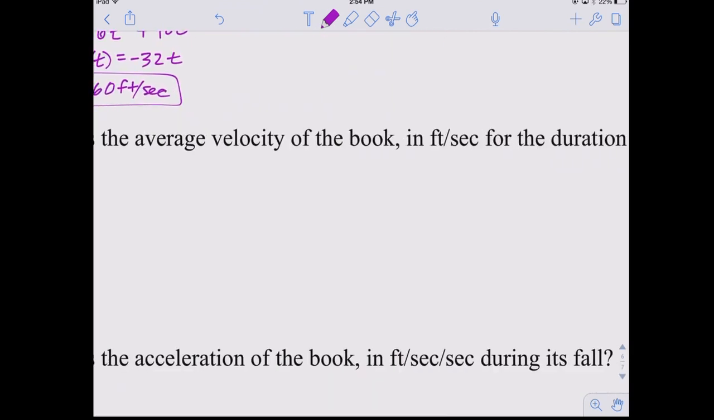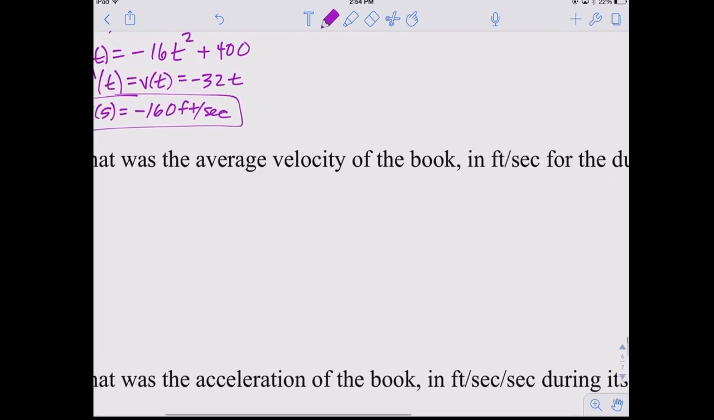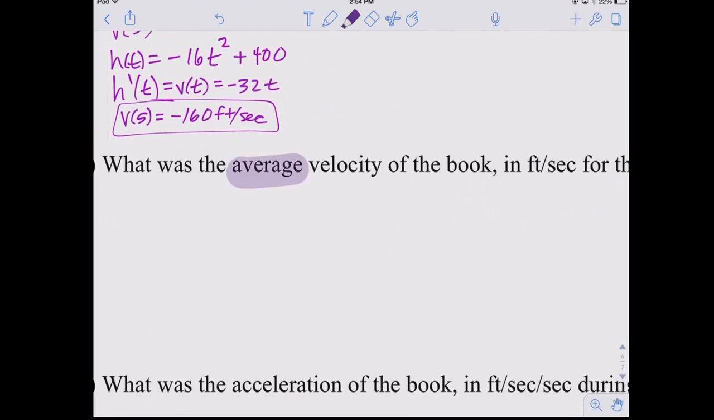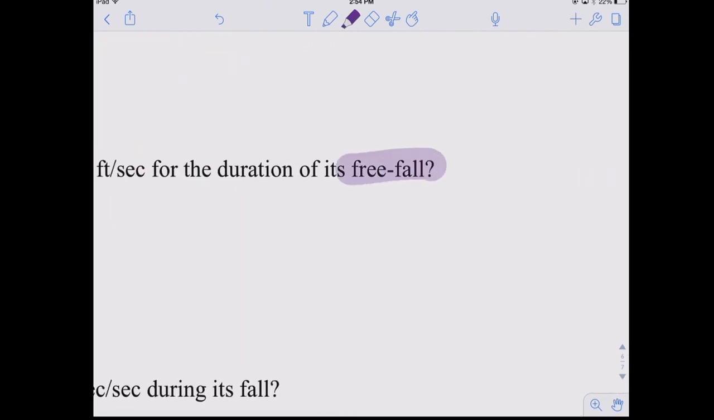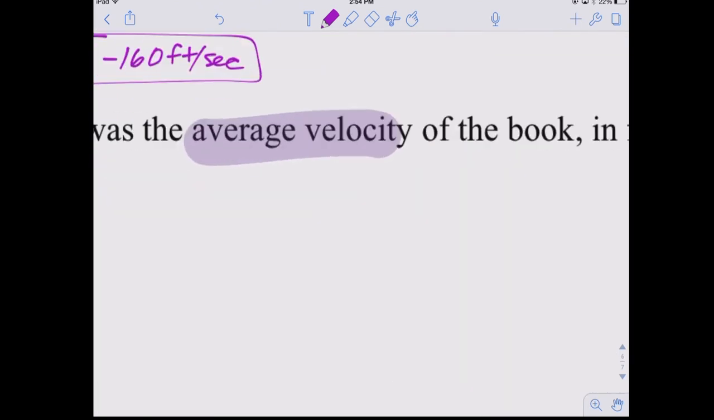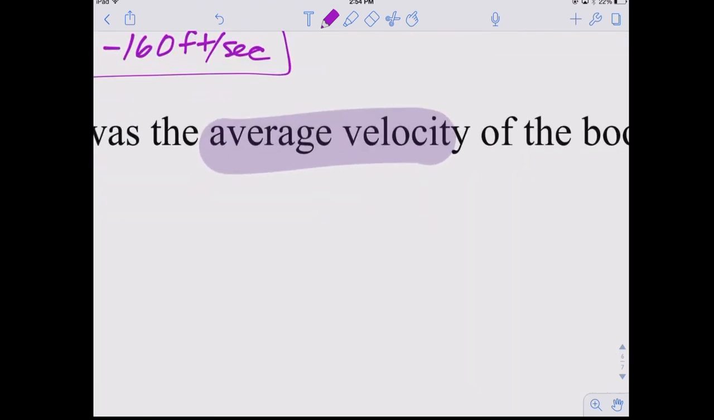What was the average velocity of the book in feet per second during its fall? Now notice it said average velocity during its free fall. It fell from t equals what to what? 0 to 5. Is this going to be an instantaneous velocity or an average velocity? It says average during an interval. Does this require calculus? No.